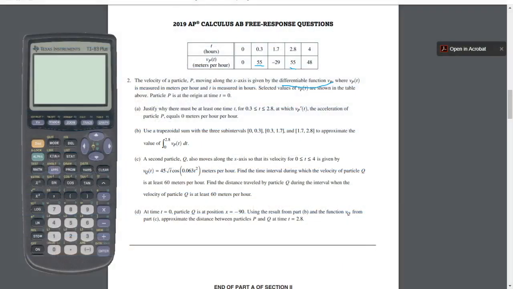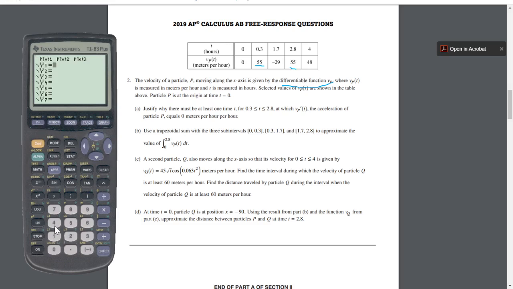C. A second particle, Q, also moves along the x-axis so that its velocity between time 0 and 4 is given by that. Find the time interval during which the velocity of the particle is at least 60 meters per hour. Find the distance traveled by particle Q during the interval when the velocity is at least 60 meters per hour. All right, so we're going to our calculators for this one.